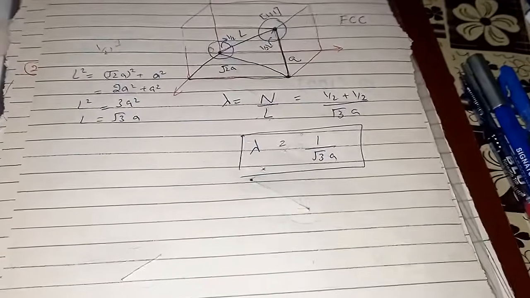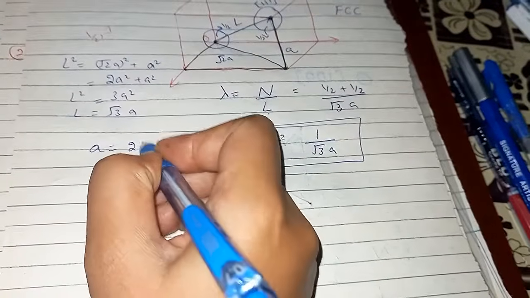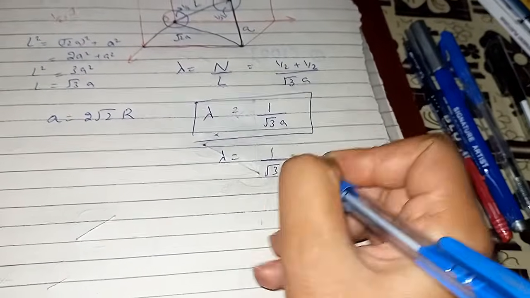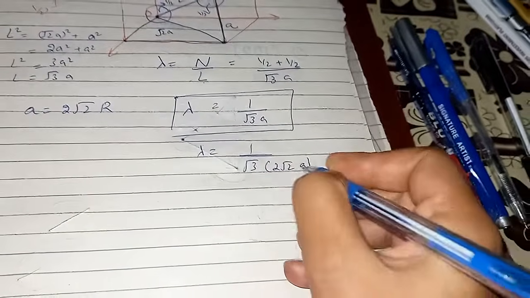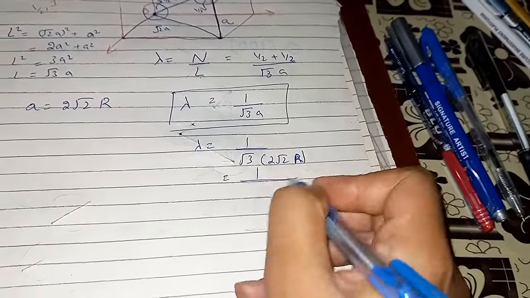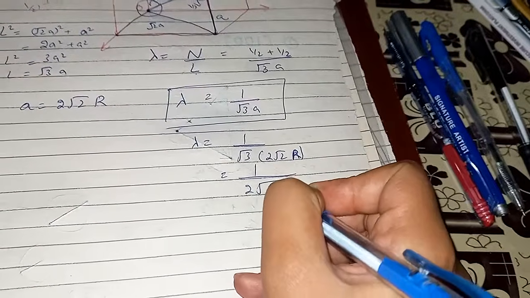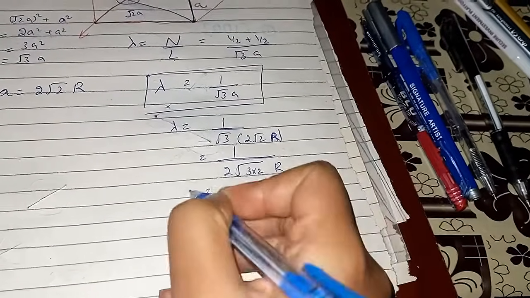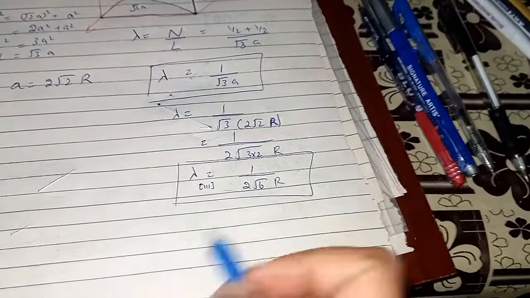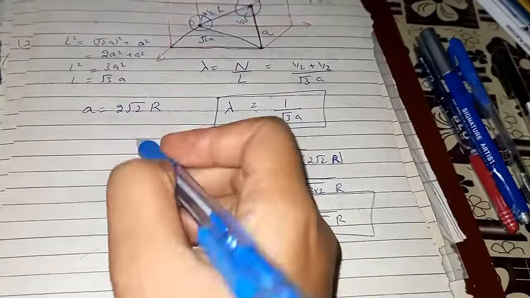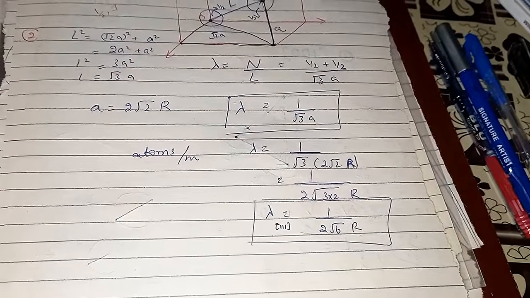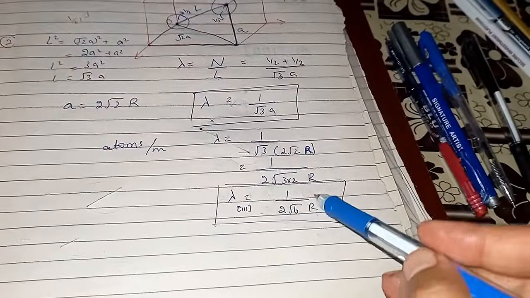And if you want to express it in terms of the atomic radius, we can also do it by putting the value of A right there, and we'll get 1 over under root 3 into 2 under root 2 capital R. Joining the two under roots together by multiplication, we get 1 over 2 under root 6 R lambda. This is the value of linear density for 111 direction in terms of the atomic radius capital R, and the units are similarly atoms per meter. Okay, if you solve the prefix also, so this is it.